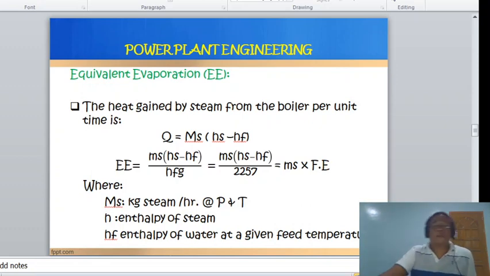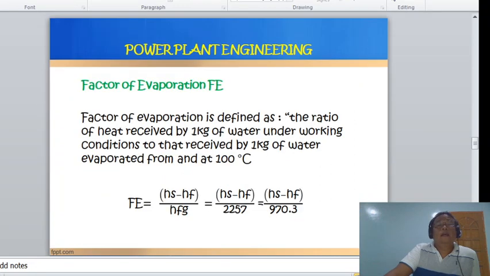So there are several terms that you need to familiarize yourself with in order to master calculation in boilers. Another is the so-called factor of evaporation, as I said a while ago. Factor of evaporation is defined as the ratio of the heat received by 1 kilogram of water under working conditions to that received by 1 kilogram of water evaporated from and at 100 degrees Celsius. So that is equivalent to the change in enthalpy, or the enthalpy of the saturated steam minus the enthalpy of liquid over the enthalpy HFG, or 2257. So that is equal to FE, or factor of evaporation.